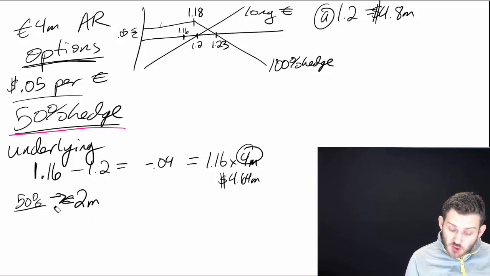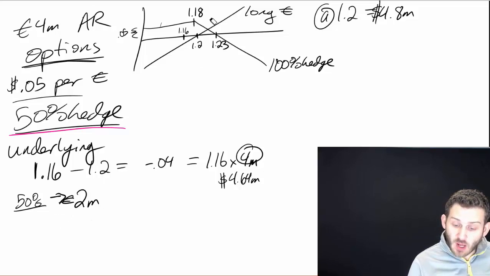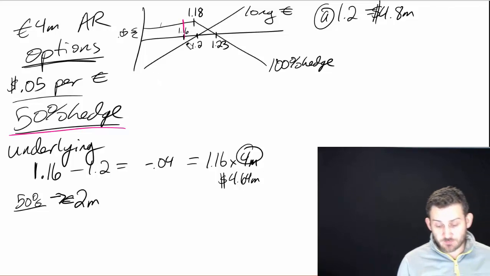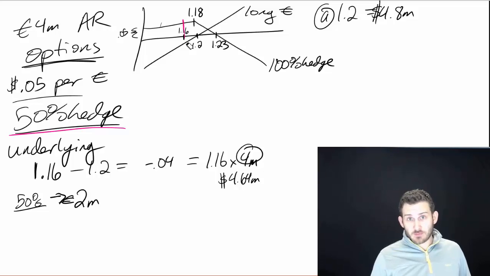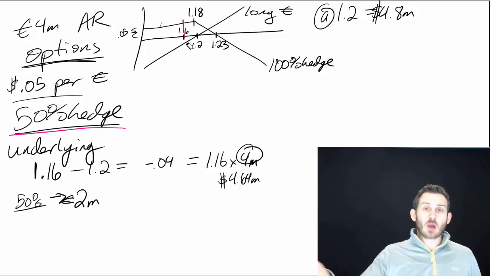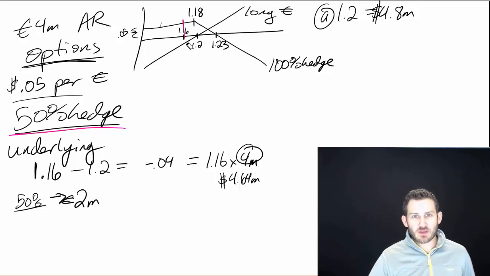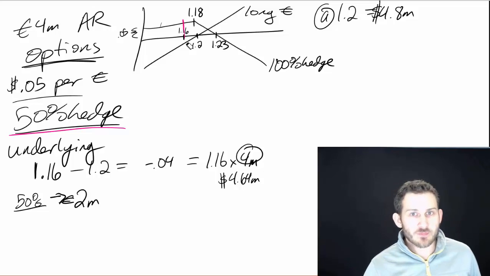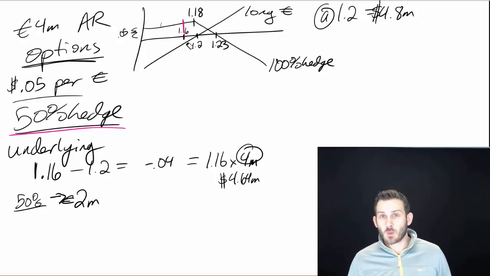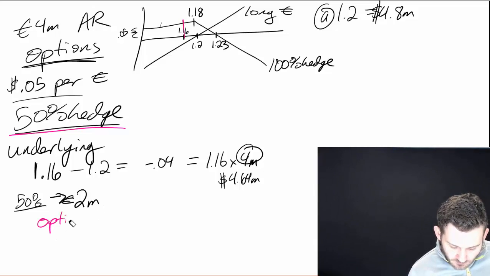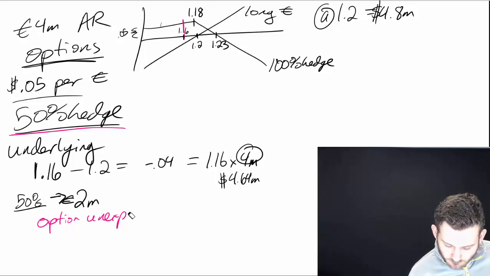So on 2 million, what is my profit or loss going to be if this expires at 116 on that option? Does this option get exercised? No, it does not, because the price is lower than the strike price. Remember, I sold this call. Somebody's not going to buy this from me for 118 when they can buy it on the market for 116. So the option is unexercised, and that means that we have a 5-cent gain.